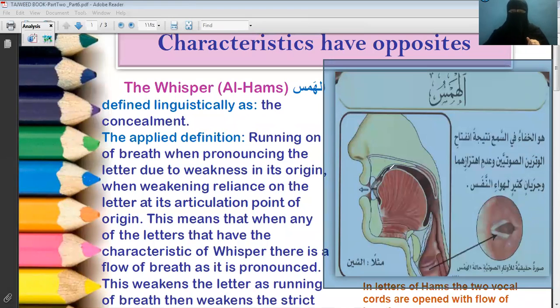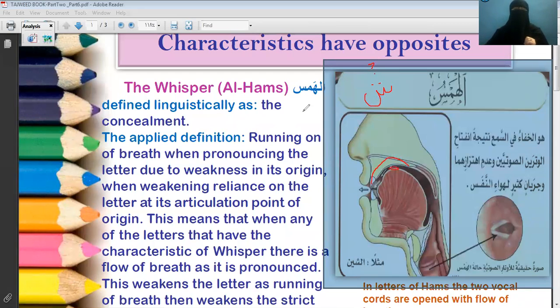Look to the board. I see now letter Sheen. Letter Sheen, the middle of the tongue touches the roof. Sh, sh. If I put my hand here in front of my mouth, I will feel there is running of the breath. Sh, sh. There is breath emitted from my mouth.